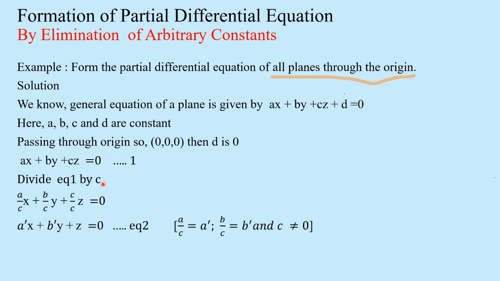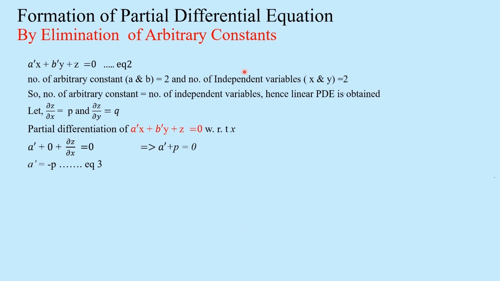a by c x, b by c y, c by c z. Now a by c we'll consider as a dash, b by c we'll consider as b dash, and c we have to consider that it is not equal to 0. Now here the equation becomes a dash x plus b dash y plus z is equal to 0. We'll call this equation 2.